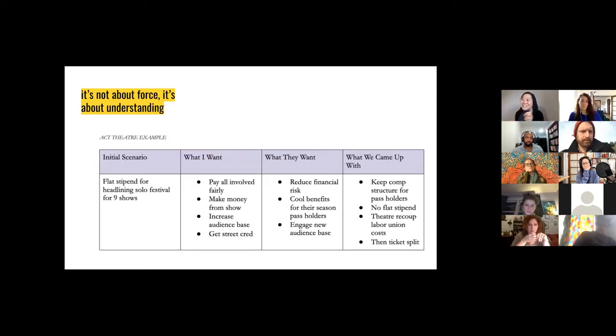Here I write in yellow, it's not about force, it's about understanding. And in the theater community, folks don't get paid a lot to put on productions and be in productions, because producers or the theater want to make sure that they're at least breaking even or possibly making money. There are always so many costs, so to curb all that risk, usually they offer very small stipends to actors and producers to put on things because they're trying to curb their financial risk.